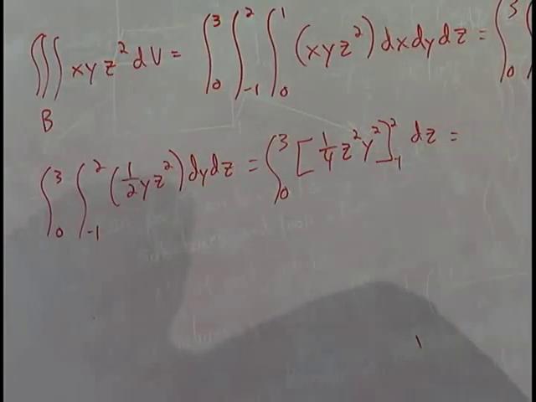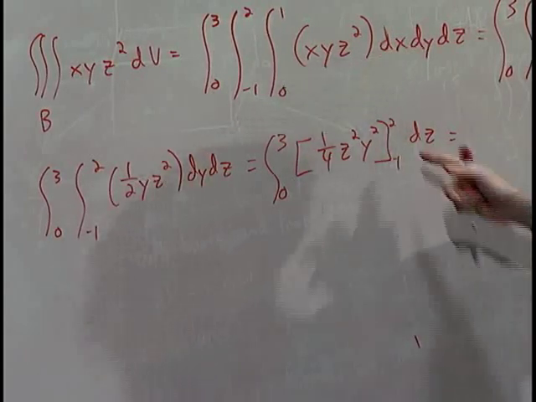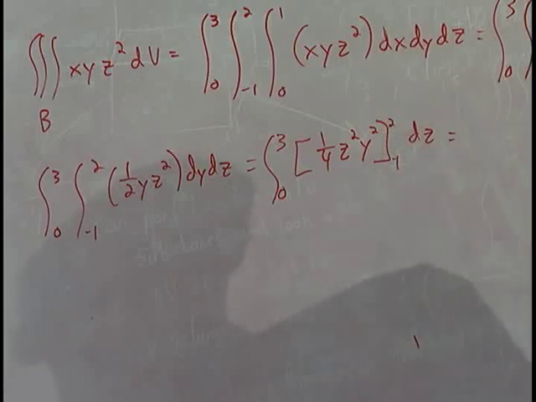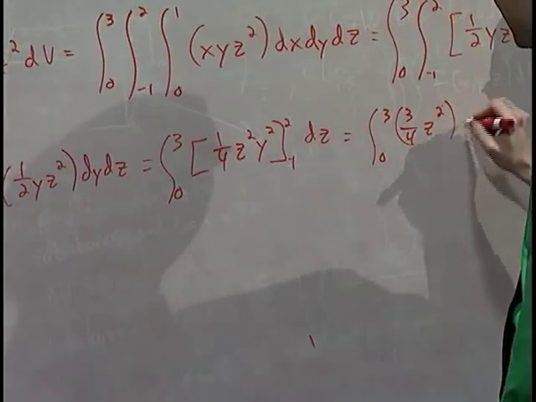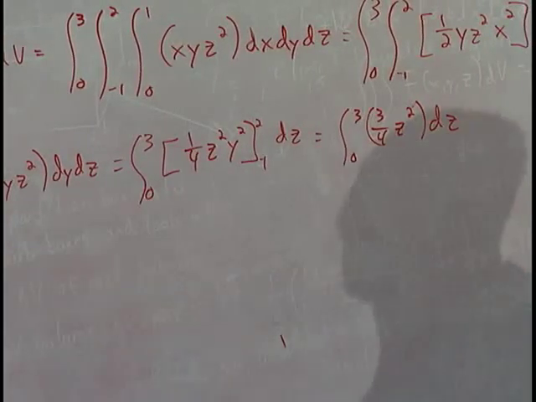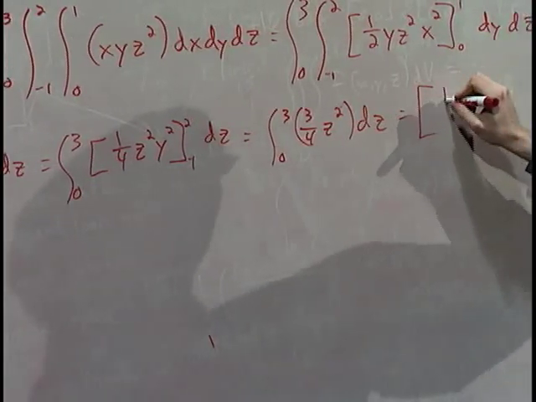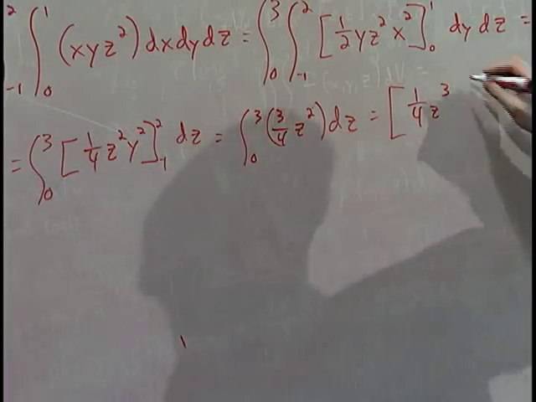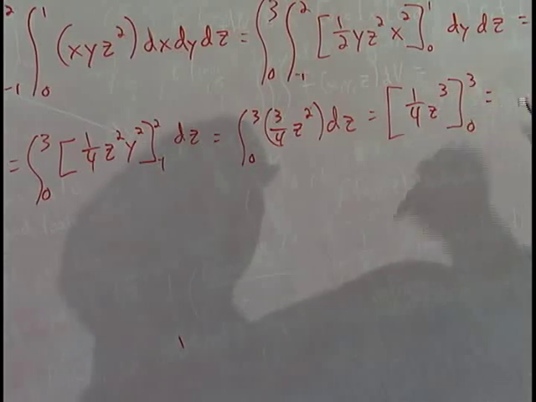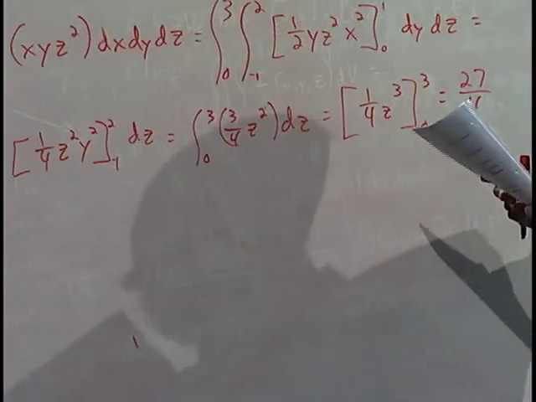Okay, and let's see. So you plug in for y squared. The 1/4 and the 4 makes a 1. This is just a z squared. And the -1 squared is a 1. So you have z squared minus 1/4 z squared. So your new function is 3/4 z squared dz, right, from 0 to 3. And that gives us 1/4 z cubed. Is that right? Yeah. And that's evaluated from 0 to 3. So 3 cubed is 27. So this is 27/4. Is that what I got? Yeah, it is. Good.